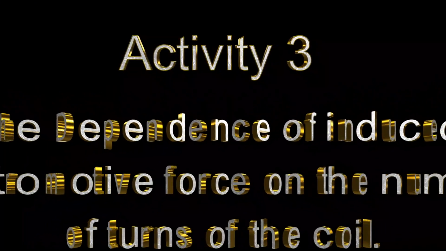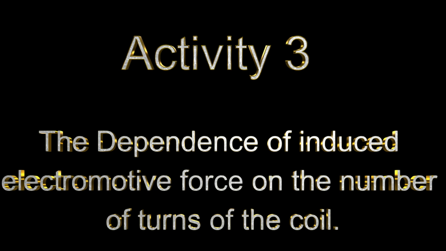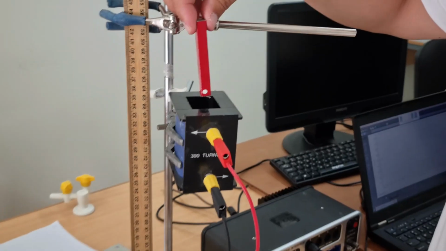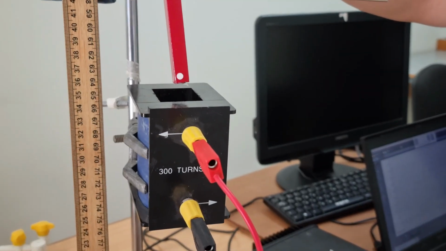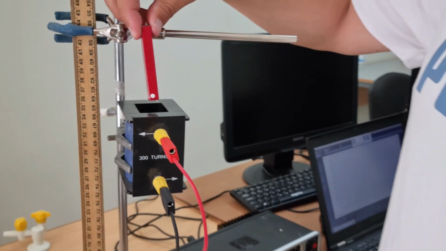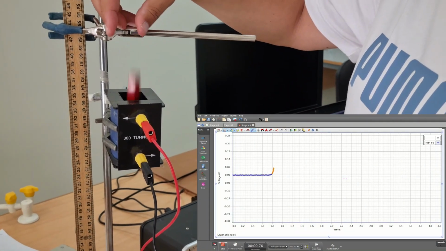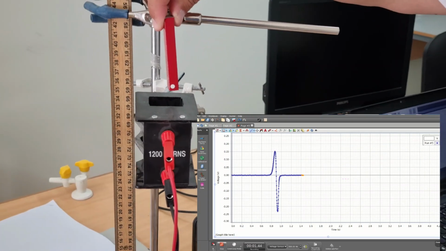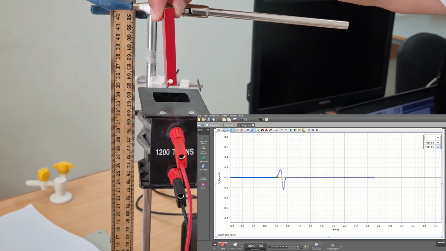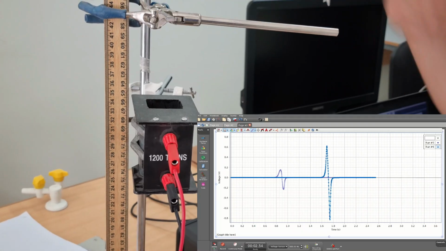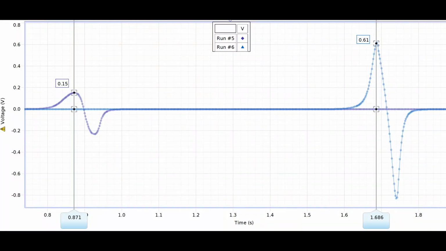Activity 3. The dependence of induced electromotive force on the number of turns of the coil. We drop the magnet with the same pole facing downwards from the same height, but using a coil of 1,200 turns in place of 300 turns we used before. We observe that the induced electromotive force is quadrupled. Thus, the induced electromotive force is proportional to the number of coil turns.